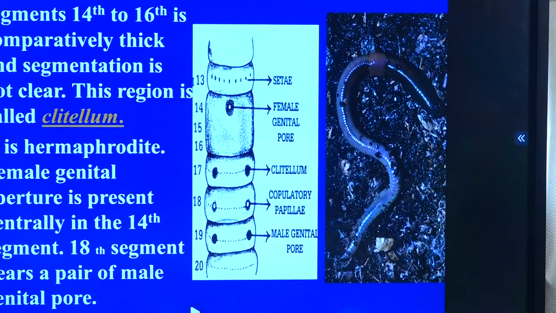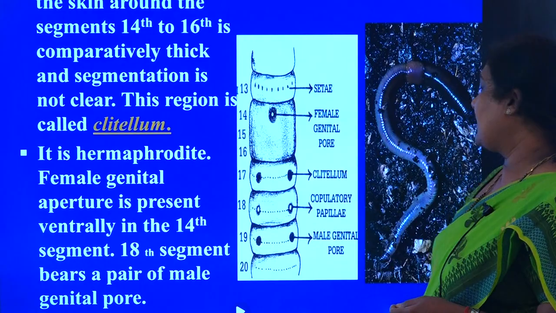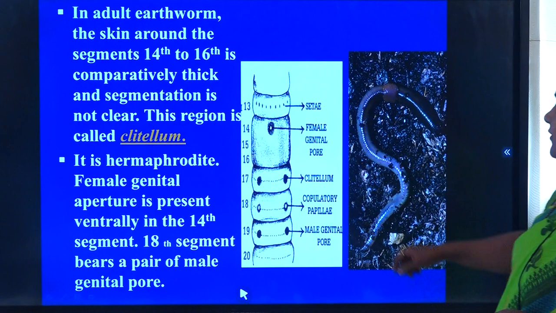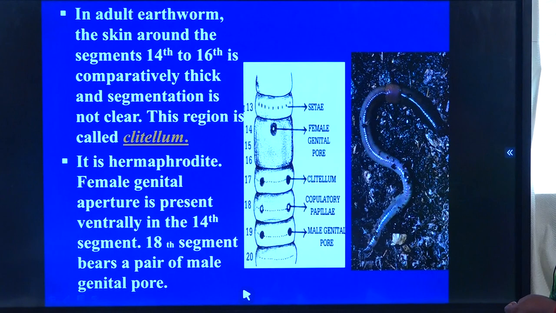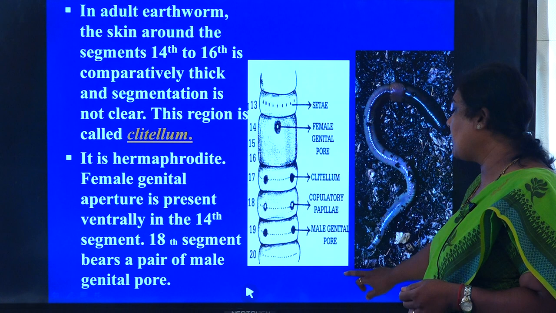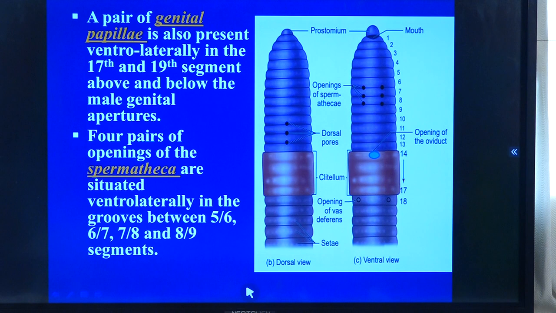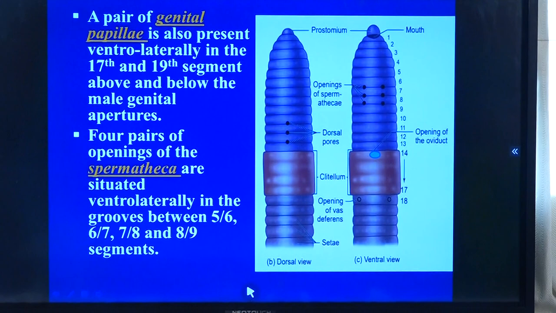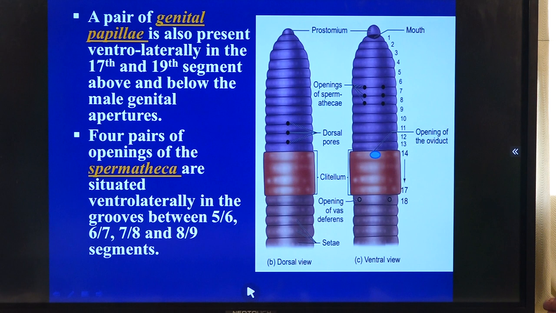So there would be the female genital pore as an opening and the male genital pore also as an opening here. See, the female genital pore or aperture is located in the 14th segment. In the 18th segment, you find the presence of the male genital pore. See, it is available in one pair. Have a look at this diagram. Very clearly, it's depicting that a pair of genital papillae would also be present above and below the male genital aperture. The male genital aperture is present in the 18th segment. So in the 17th and the 19th segment, a pair of genital papillae are visible.